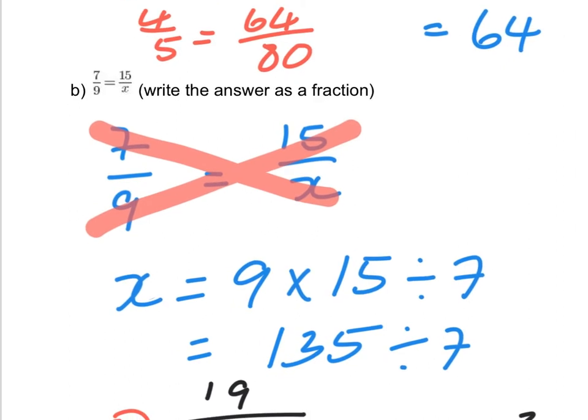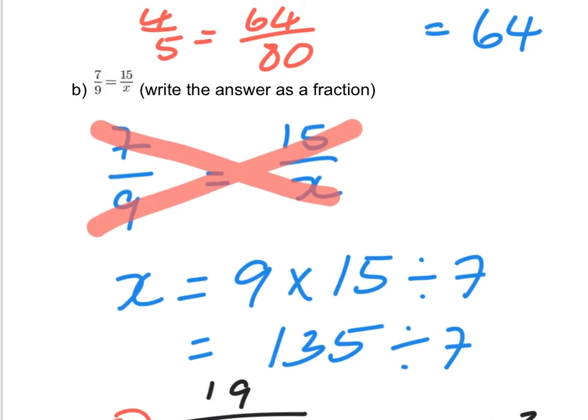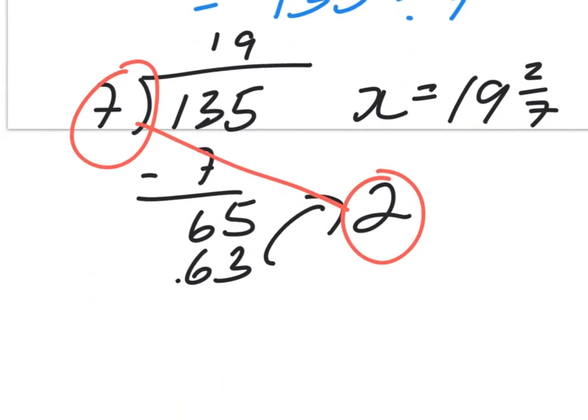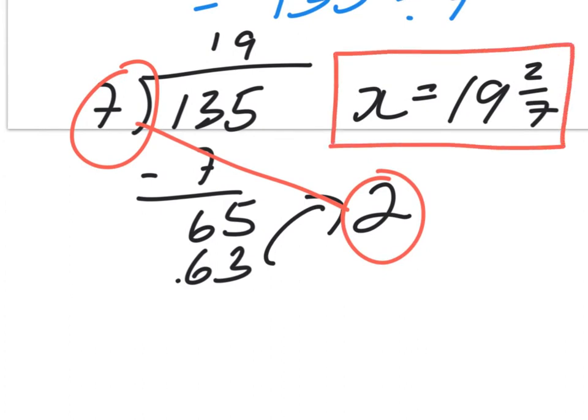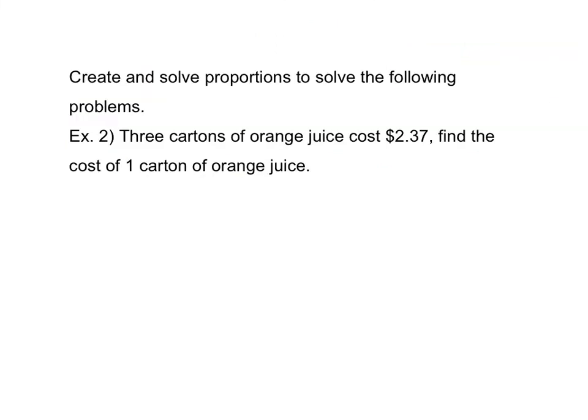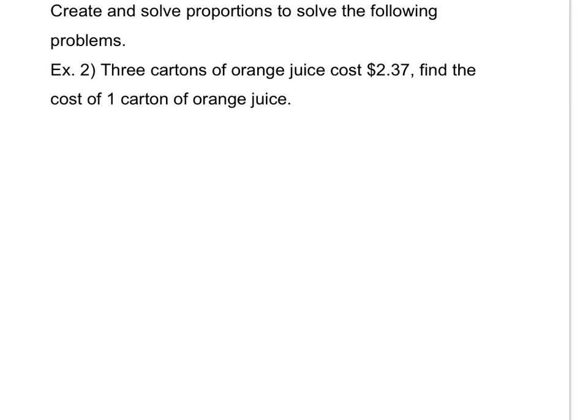So that's why that's trickier. 7/9 is the same as 15 over 19 and 2/7. Okay? The answers don't always have to be whole numbers and they won't always be whole numbers. Okay? So that's your answer. When you replace x in the original proportion, or in the original statement, it creates a proportion. Okay. Look at some real world problems that you can solve using this type of thing.